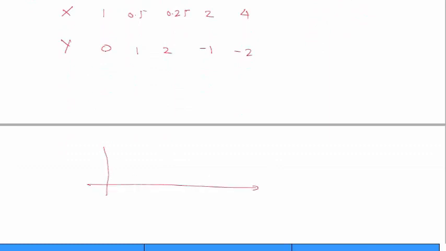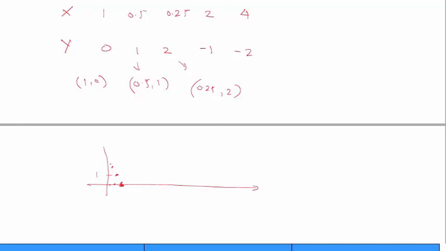for y equal to 0 we have x equal to 1, so the point is 1 comma 0. Next we have 0.5 comma 1, and next 0.25 comma 2. So if you notice, x is 1 and y is 0, so there we have a point here. The next is 0.5 comma 1, so for 0.5 we get height 1. Then for 0.25 we get height 2.